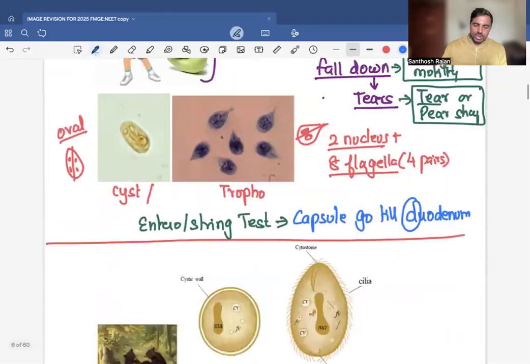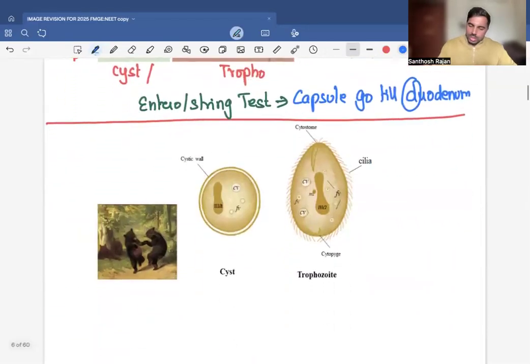Now the next one is here. Nowadays this topic is becoming popular. Why did I put this picture? Any guess? In Hindi the bear is called Balu or Bhalu, okay, we can say Bhalu for now. So why do I say this? Because this is Balantidium coli.